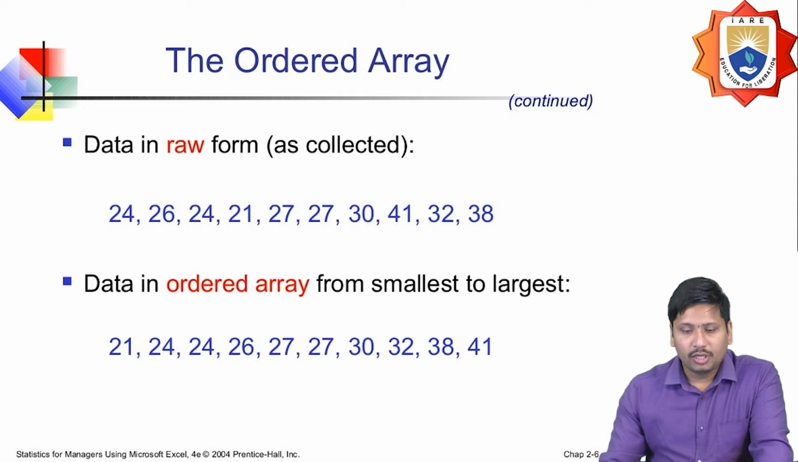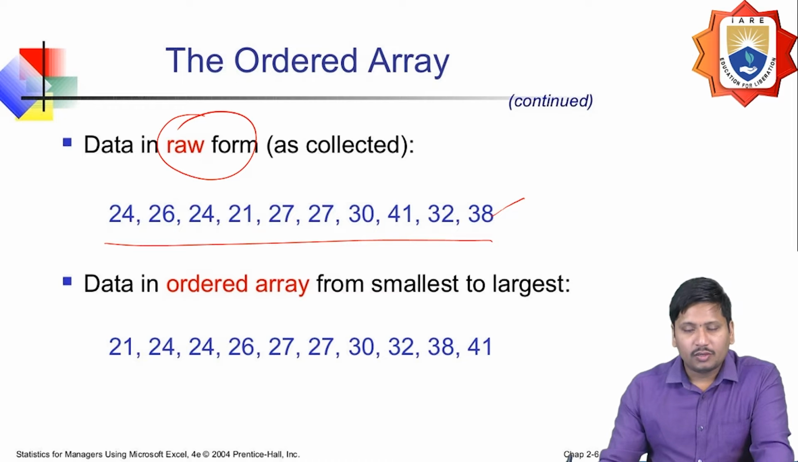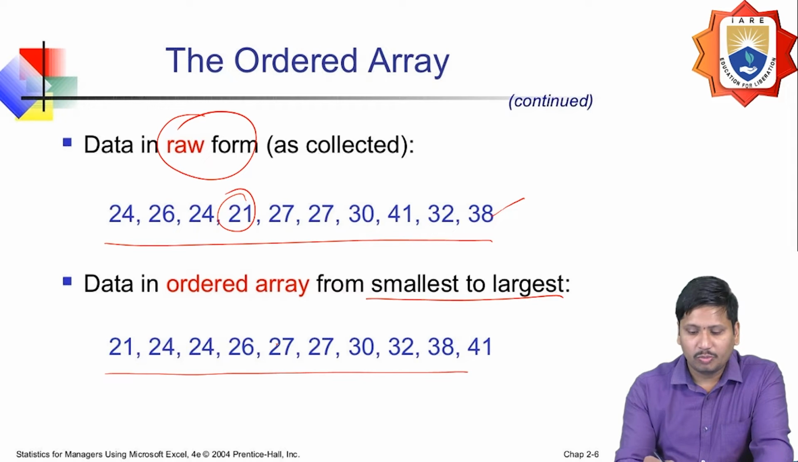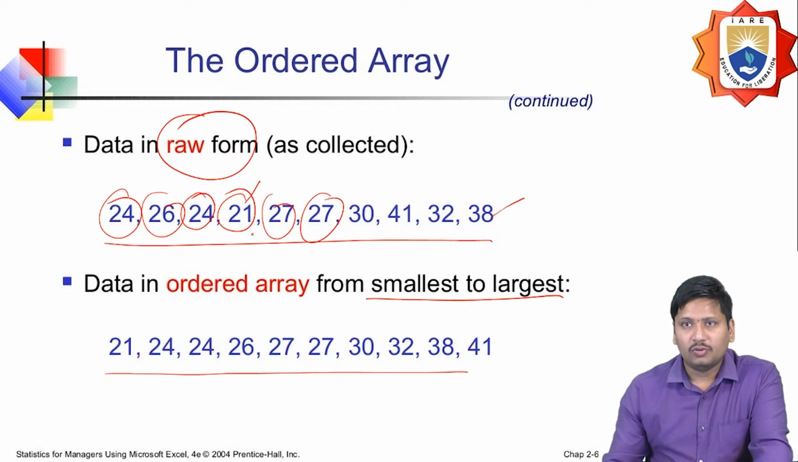Let me take an example here. I'm taking this data. The data we get from different or multiple sources is treated as raw data. To implement the ordered array, I have to take the data in either ascending or descending order. Here I'm going to construct it from smallest to largest values. Once I sort this, I get the values in ascending order. The first minimum is 21, the next is 24, again 24, then 26, 27, 27, and so on. I have to sort these values first.